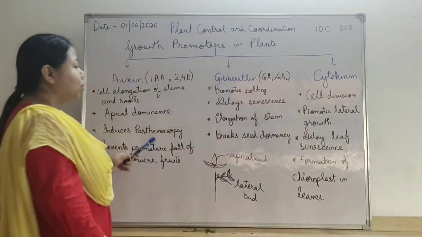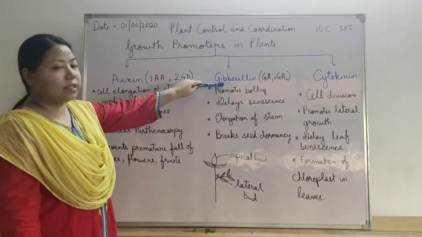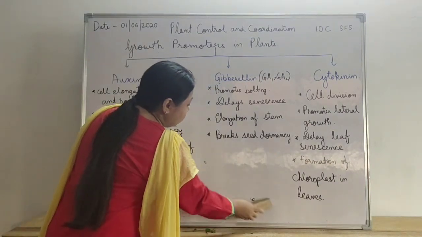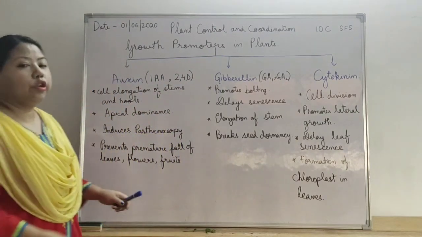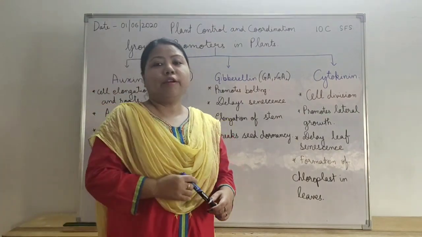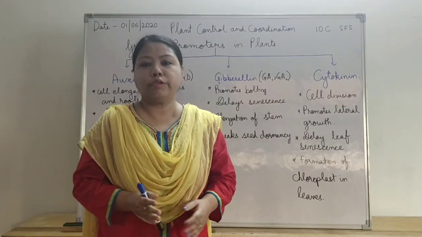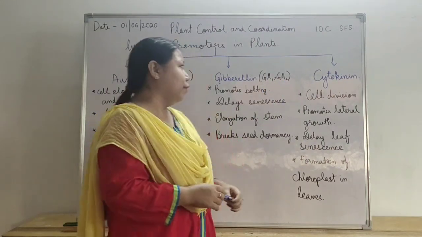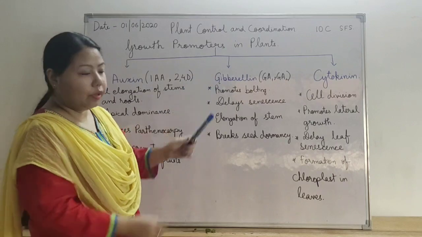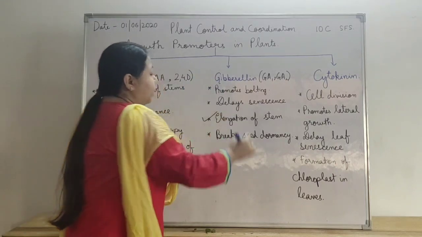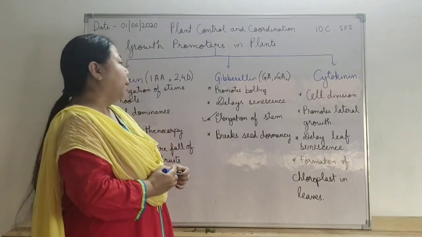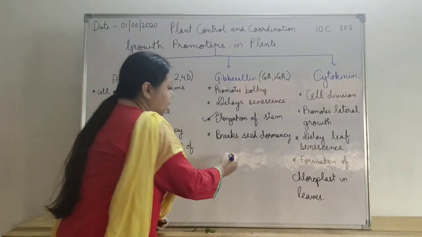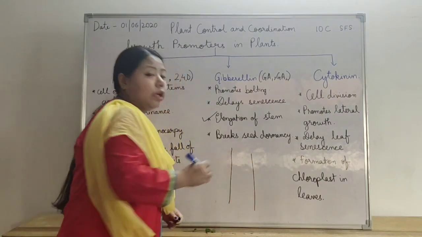Fine. Now let's move ahead to the next growth promoter in plants, that is gibberellin. Right. So gibberellin is a hormone produced by the plant, and there are more than hundreds of gibberellins produced by plants. For example, GA1, GA2, in this way the names are given. And the main function of gibberellin is to help in elongation of the stem. Apart from that, it also promotes bolting. Bolting means the elongation of the internode.